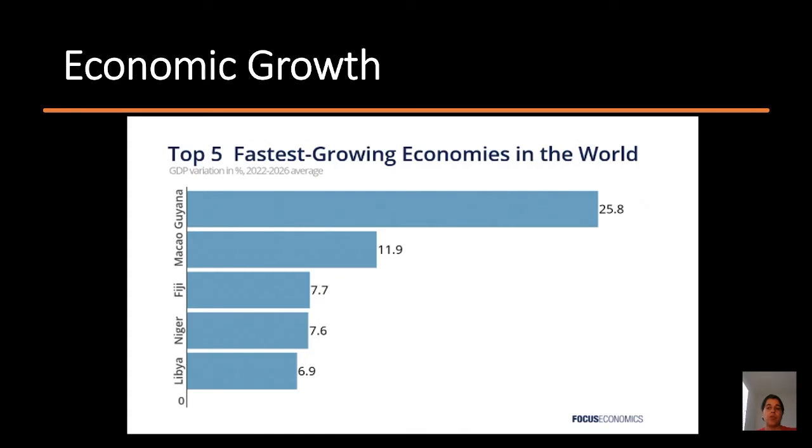Because of dozens of oil discoveries made in recent years, this country is supposed to grow the fastest. Then you have Macau, where average growth is expected to be 11.9%. Macau relies heavily on tourism and gambling. Then you have Fiji, Niger, Libya.